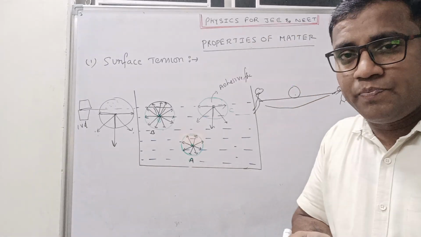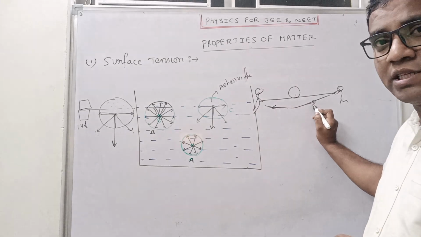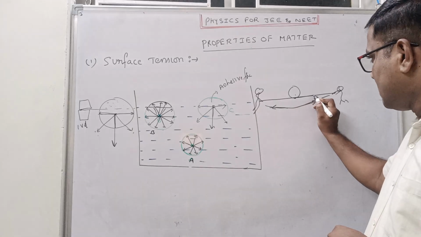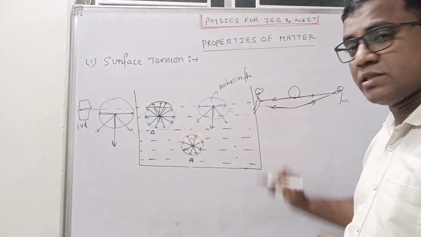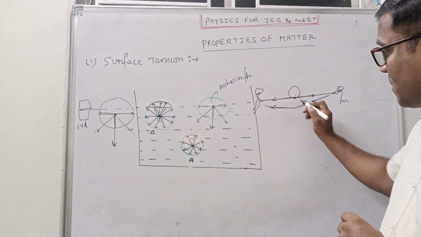Then what will they do? They will pull. From here he is pulling in this direction, and from here he is pulling in this direction. So at this point the force is in this direction, and at this point it is in this direction. If this force is not there, just try to understand. It is a particle here, right?